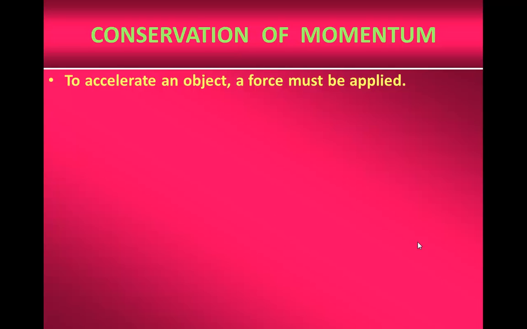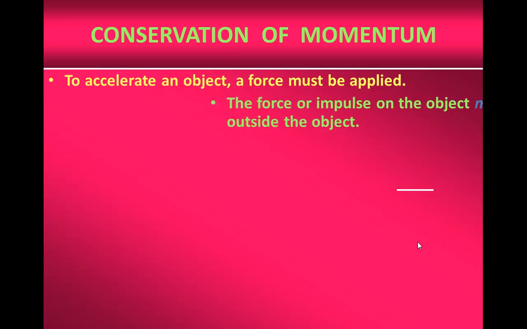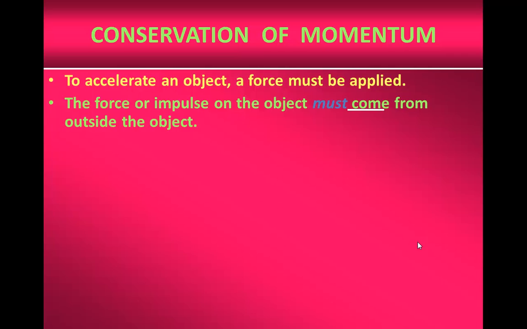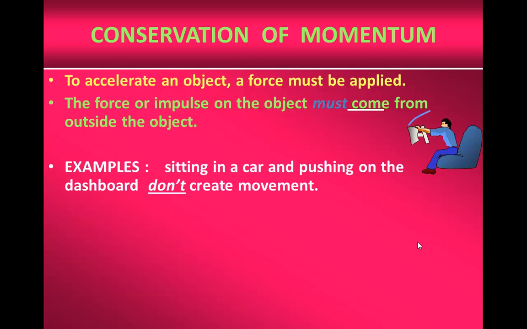Okay, first of all, let's review. Yesterday we talked about momentum and impulse. And for an object to accelerate, there should be an outside force applied to the object. This outside force over a period of time is called impulse. And this is the reason why your object changes in velocity or accelerates, and then you will have a change in momentum or impulse.